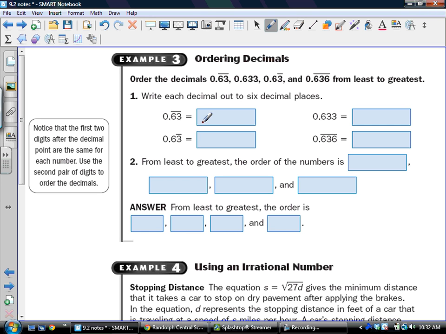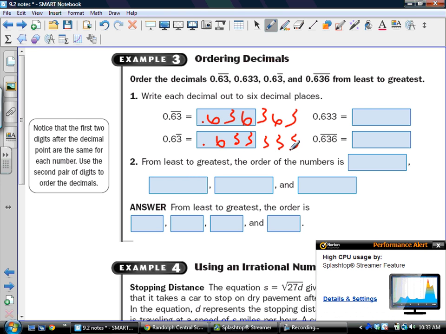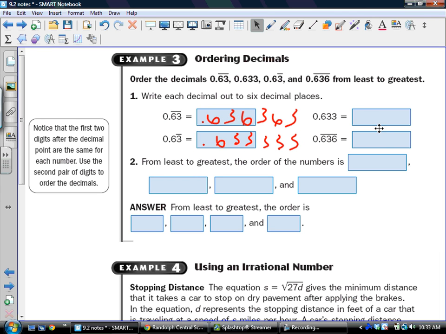So 0.63 with the bar over both of them is 63, 63, 63. Okay? 0.63 with just the bar over the 3 is going to be 0.6, 3, 3, 3, 3, 3. Only the 3 repeats. 0.633, and it just ends. After it ends, we can put in zeros. So that's 0.6, 3, 3, 0, 0, 0. And 0.636 with a line over all of them is 636, and repeat that, 636.